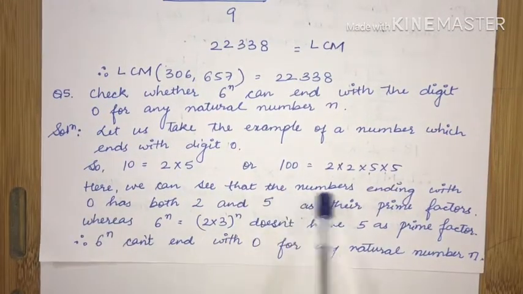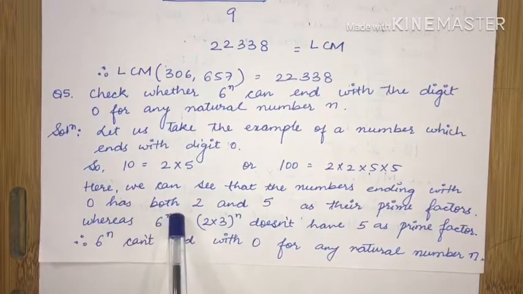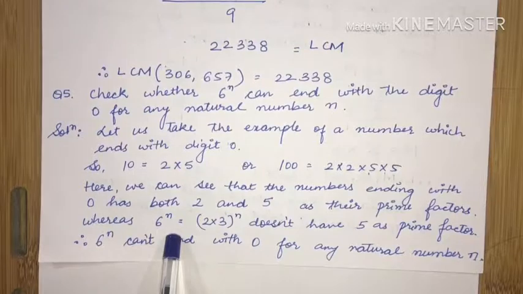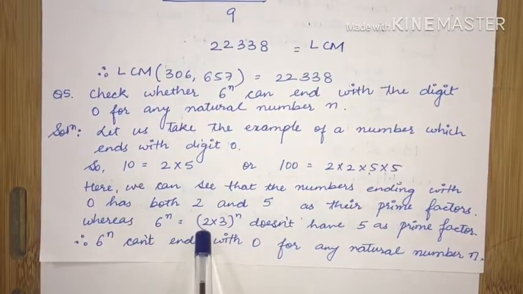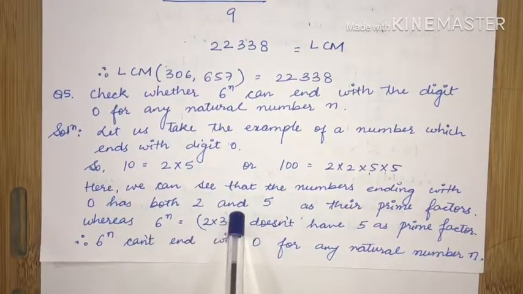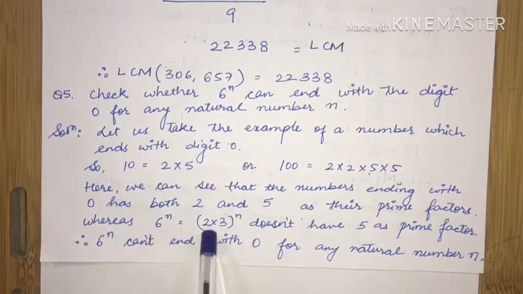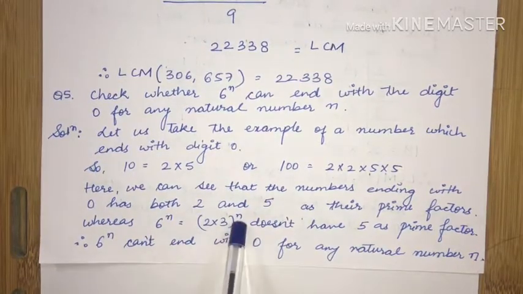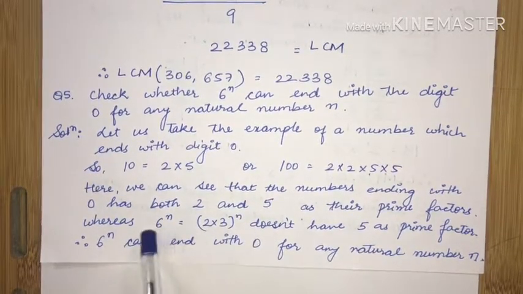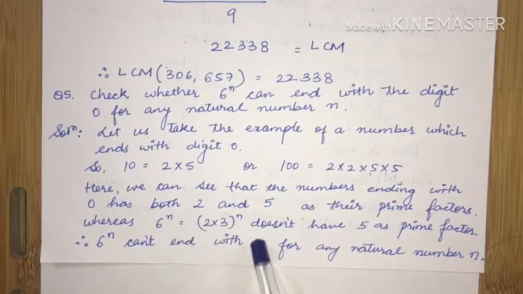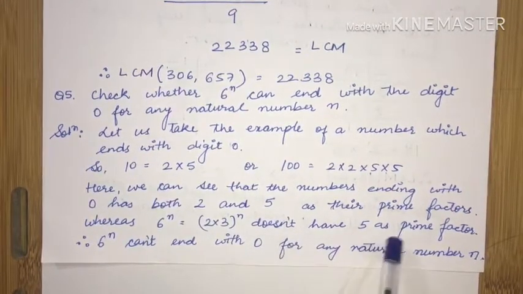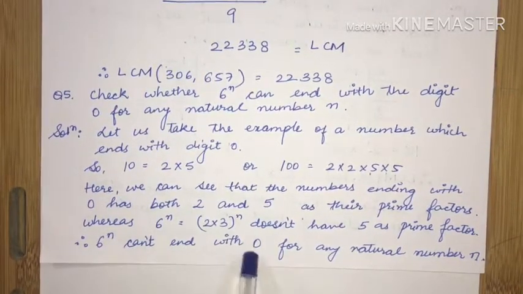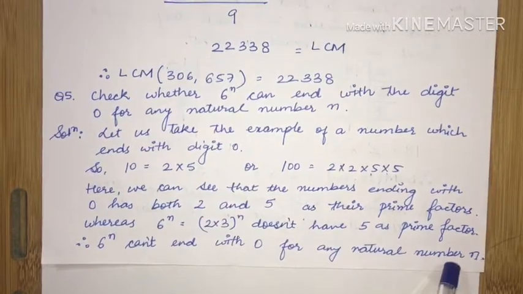Here we can see that the numbers ending with 0 have both 2 and 5 as their prime factors, whereas 6 raised to the power n is equal to (2 into 3) raised to the power n, as factors of 6 are 2 into 3 and it is raised to the power n. We can clearly see that 6 raised to the power n doesn't have 5 as prime factor. Therefore, 6 raised to the power n cannot end with 0 for any natural number n.